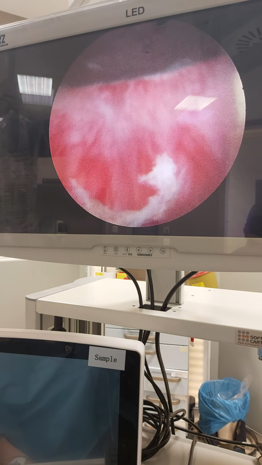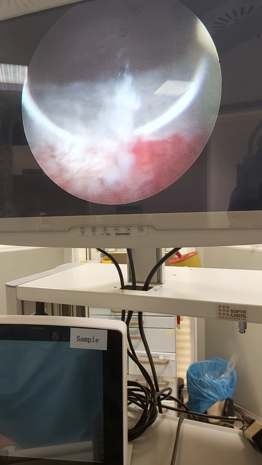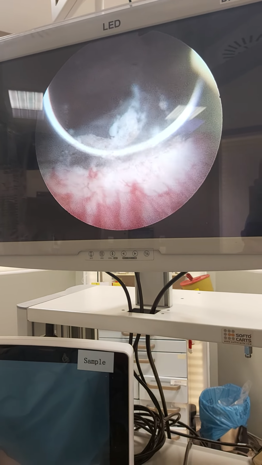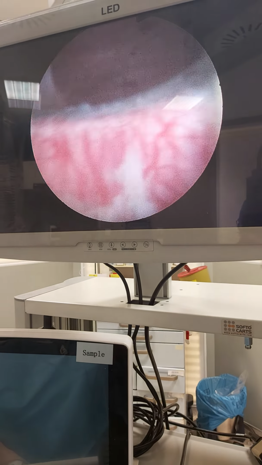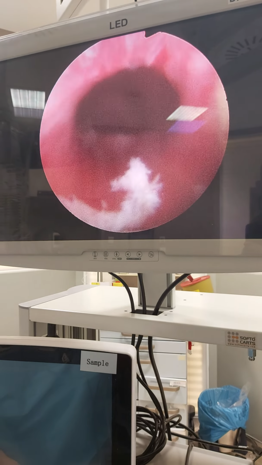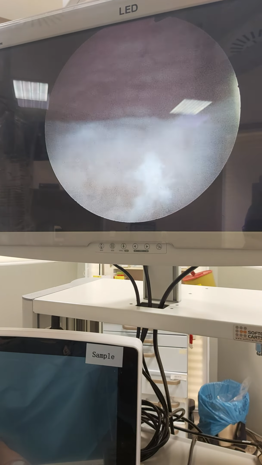This is the urethra. I will have to define a border in the urethra, not come inside the urethra. Yes, it seems nice. This is the sphincter of the urinary bladder, which holds the urine. And now the tissues are looking healthy to me. It's nice.